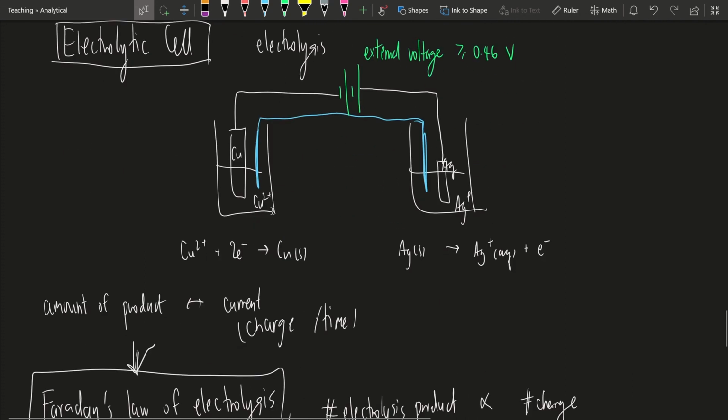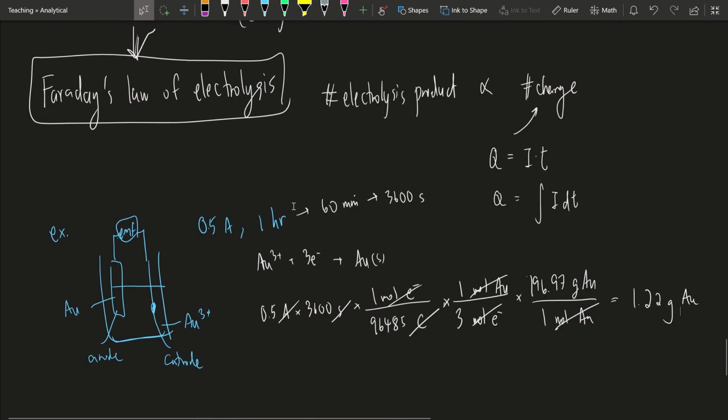And lastly, we defined and talked about the electrolytic cell, for which we have to apply the external energy in order to drive the non-spontaneous reaction. And we quantify the amount of the electrolysis product from the charge, which is the current multiplied by time, according to this Faraday's law of electrolysis.